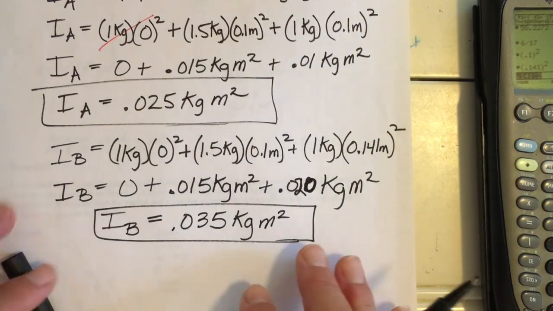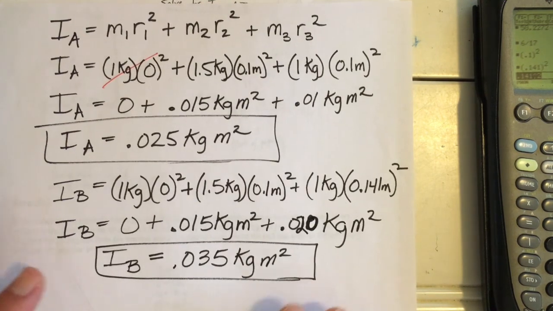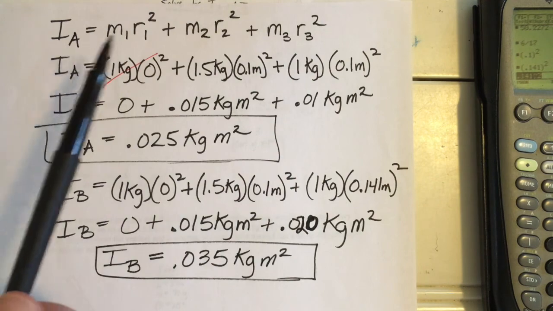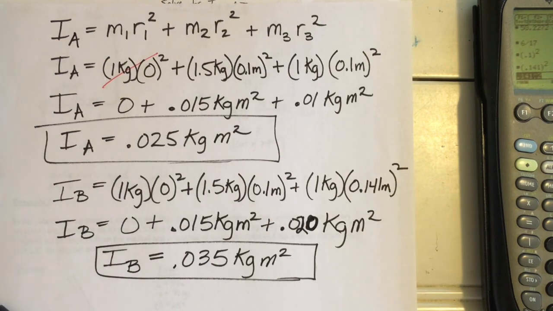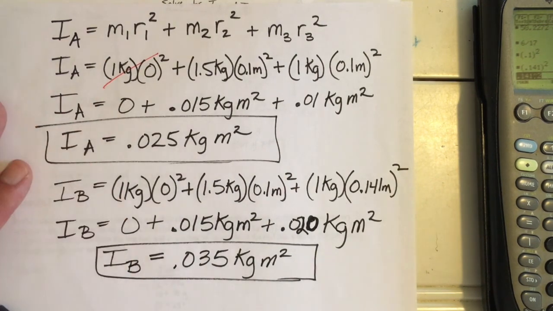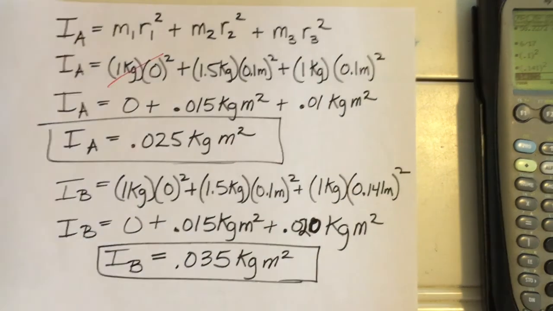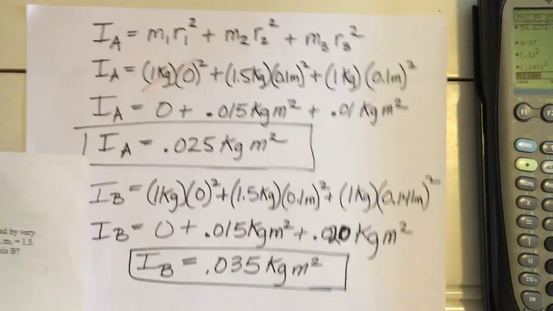All right, so you can see how with 3 point masses, all we had to do was get the moment of inertia of each point mass using the formula I equals mr squared, and that I total is the sum of I1 plus I2 plus I3, and go from there. All right, let's look at the next example.